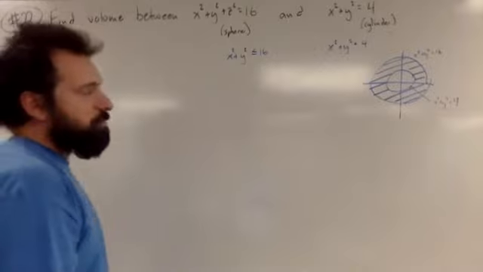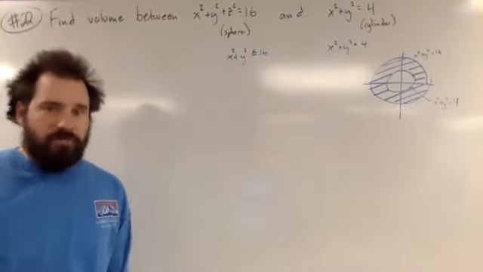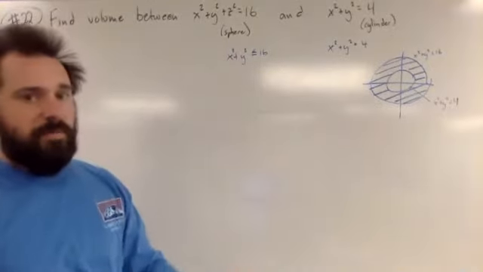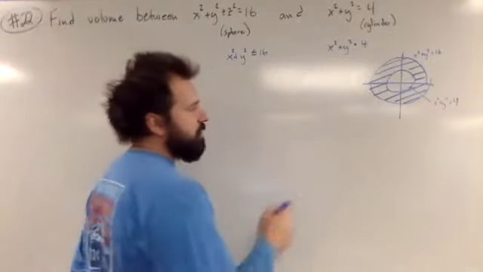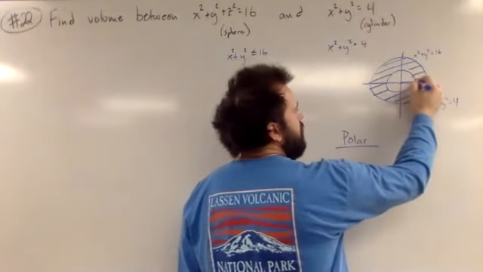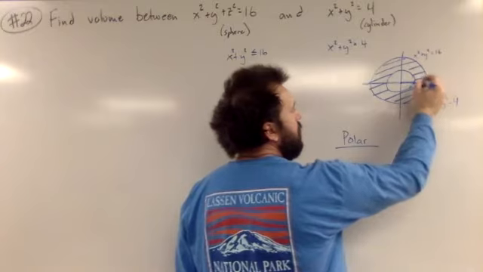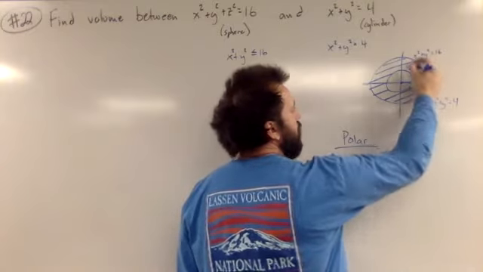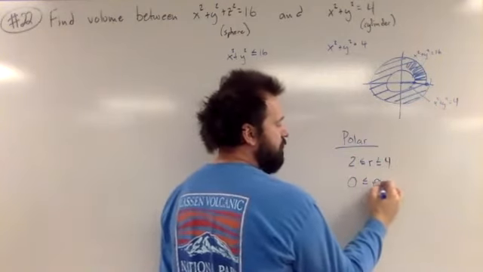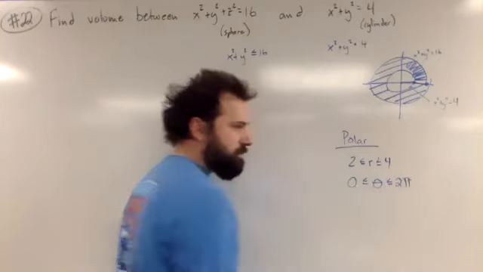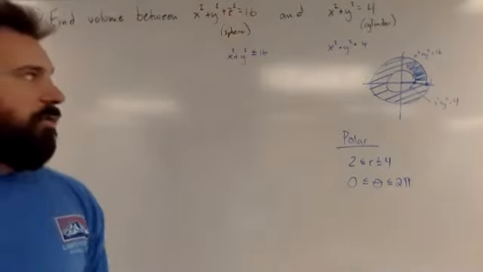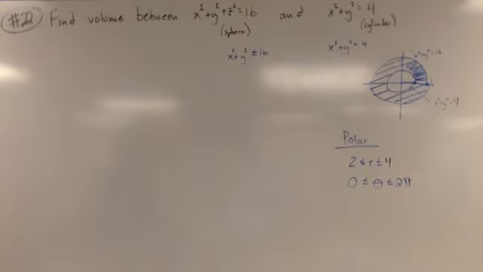So this would be very difficult to do in rectangular coordinates. I don't want to have to think about going from the square root of something to a different square root, and breaking it up between the top half of the circle and the bottom half of the circle. But if I write this in polar, my radius is going to go from 2 to 4. And then my angle goes all the way around the circle, so theta is going to go from 0 to 2 pi. That'll give me that region around the outside with the hole taken out of the middle.